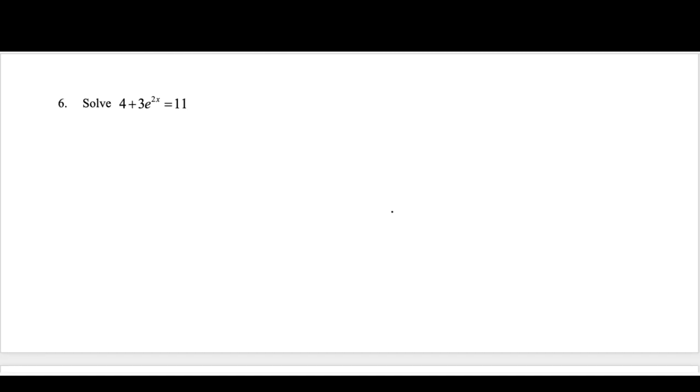Let's take a look at this one. 4 plus 3 times e raised to the power of 2x equals 11. First thing that I would do here is isolate the exponential term by subtracting 4 from both sides. If I do that, I'll be left with 3e to the 2x on the left and 7 on the right. And then I would also divide both sides by 3. So I get e to the 2x equals 7/3.